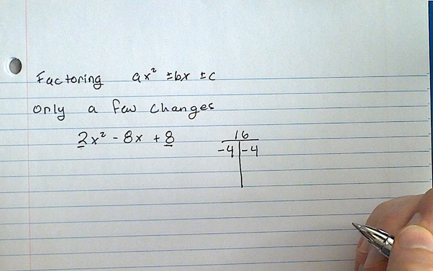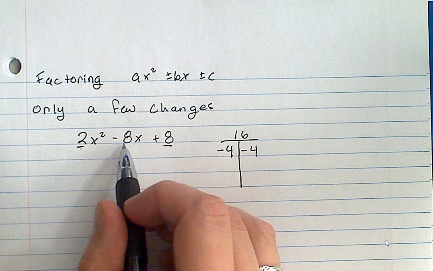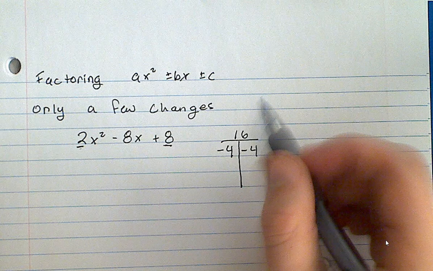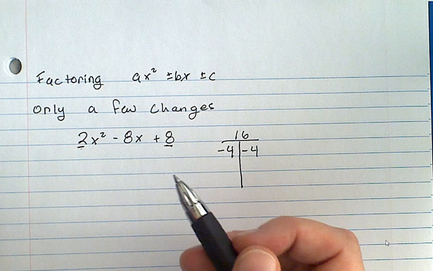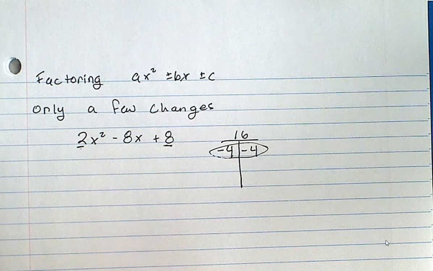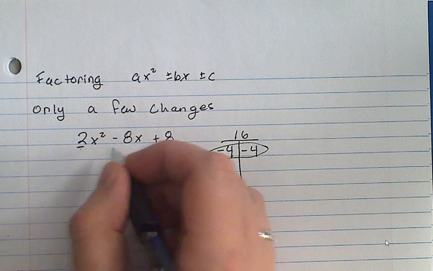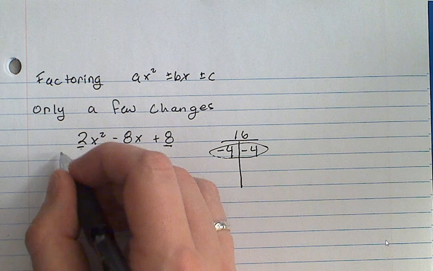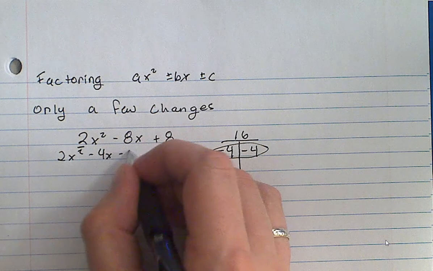Okay? So now you're not looking for things that multiply to be 8 and add to be negative 8. You're looking for things that multiply to be 2 times 8, which is 16, and then add to be negative 8. So what we're going to do here is we're going to use these two numbers the same way we use them in the long way. So I'm going to split this into 2x squared minus 4x minus another 4x plus 8.